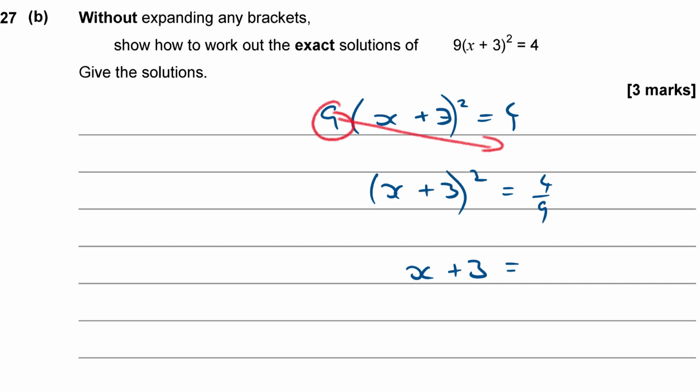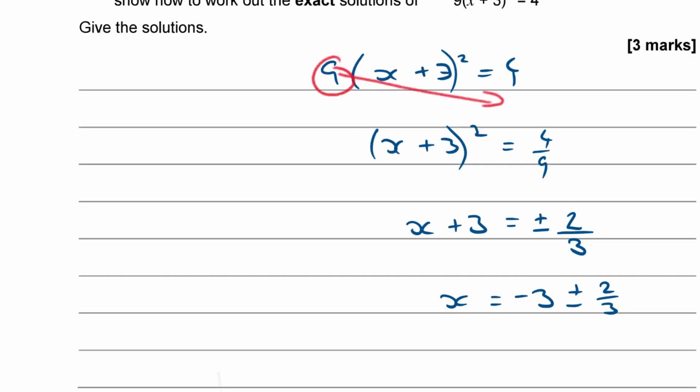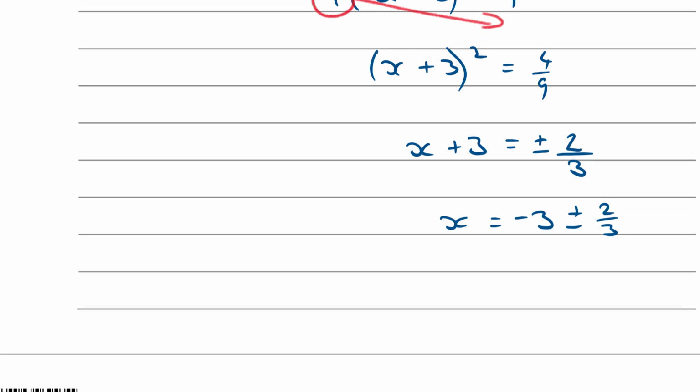And square root the other side, then it's going to be plus or minus. Square root of 4 is 2, square root of 9 is 3, it's going to be plus or minus 2/3. And then take the 3 to the other side, I'm going to get x equals minus 3 plus or minus 2/3 as a solution. So what are the solutions then? I'm going to get 1 when I add 2/3 to -3, and 1 when I take 2/3 away from -3. So x is going to be equal to -3 minus 2/3, which is -3 and 2/3, or x equals -3 plus 2/3, which is going to be -2 1/3.